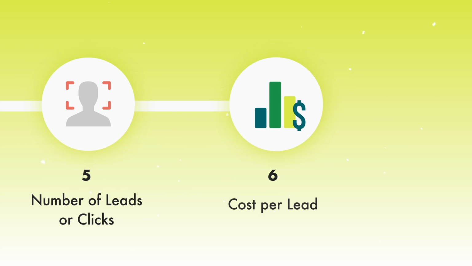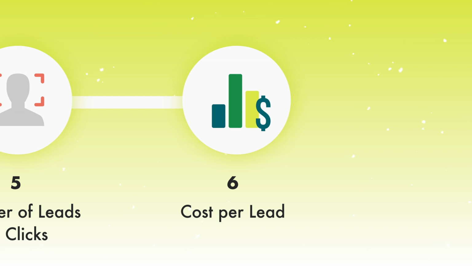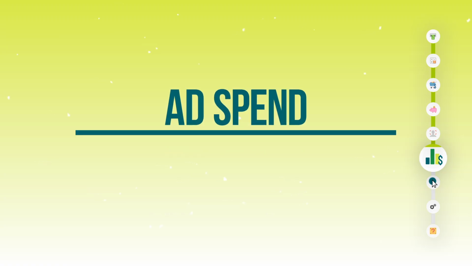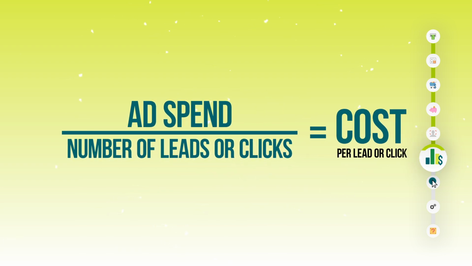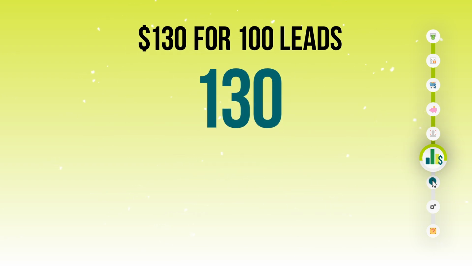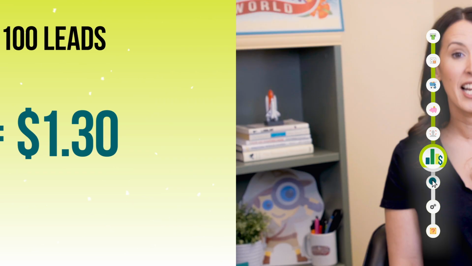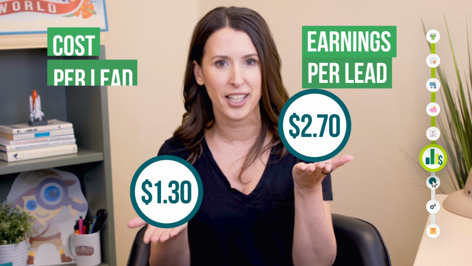Next up is the cost per lead. The cost per lead is the amount that you spend to acquire a new lead for your business. To calculate it, you take the total amount of ad spend and you would divide it by the number of leads that ad spend generated. In our example, if we spent $130 to generate 100 leads, that would be 130 divided by 100 equals $1.30 a piece. Now, when your earnings per lead are $2.70 and your cost per lead is $1.30, that gives you buffer room for the rest of your variable expenses as a business.